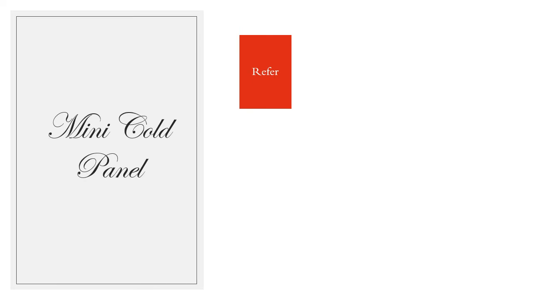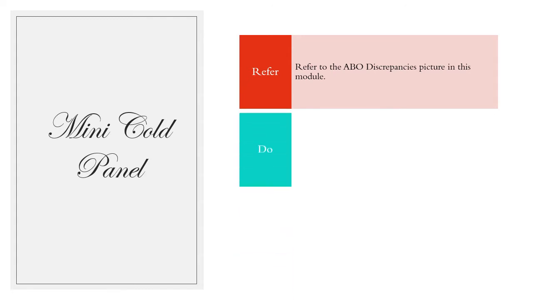In the case of when you have reactions that are not showing up in a reverse group, you can do what's called a mini code panel. So I gave you guys a list of ABO discrepancies. It should be attached to this module that you have. You can open it up and you'll be able to refer to that one when it comes to this section.